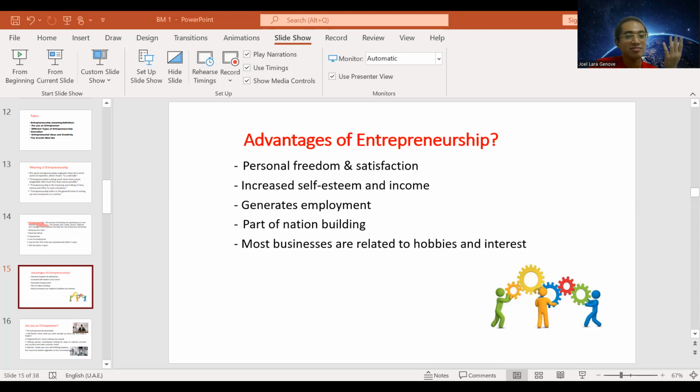She's into that. Yeah. Do you believe that there's personal freedom and satisfaction when you are doing business? Apparently, what's happening is you dedicate. You even work more than when you were an employee. You are managing people. It's continuous. It's continuous.